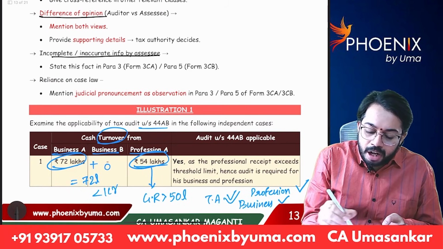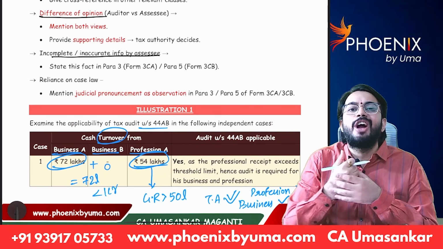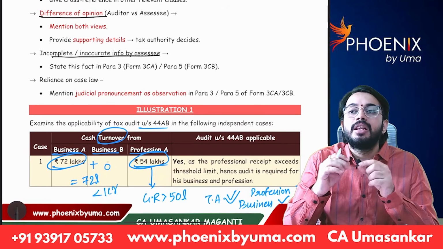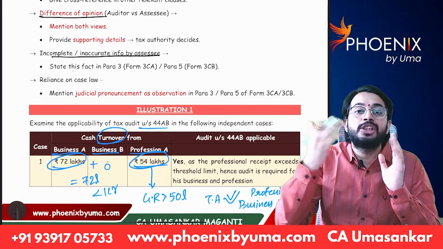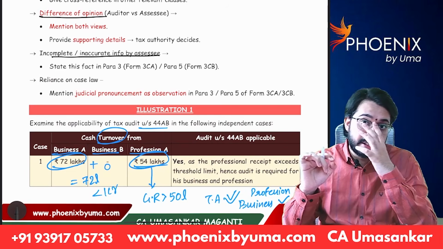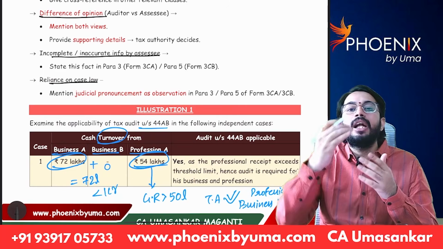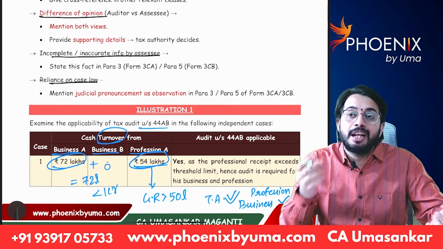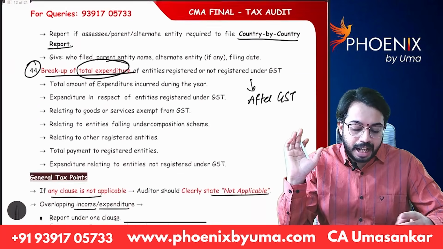Next, incomplete or inaccurate information by the SSC. I wanted to do the tax audit, but the SSC is not giving information. What to do? If the SSC is not giving information, that is to be properly disclosed in the tax audit report. That I could not give a proper tax audit report, that is to be clearly mentioned. Next, reliance on case law. While doing a tax audit, if you are relying on any court judgment, that judgment is also required to be given in the tax audit report. These are general tax points.